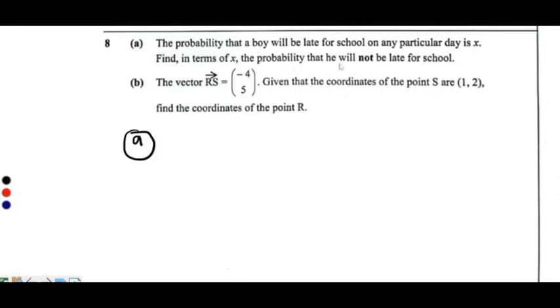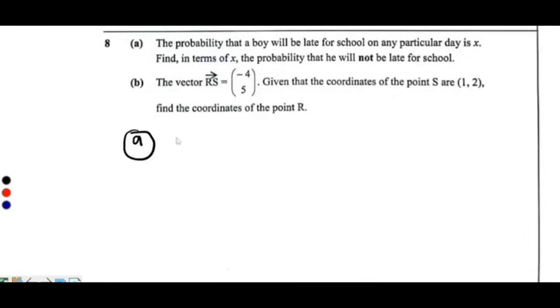So you have to make the probability that he will not be late to school the subject of the formula. So we are going to have an equation which contains X. What you need to know is that the probability of an event happening plus the probability of an event not happening should always be equal to 1. The chances are 1 that something is going to happen.